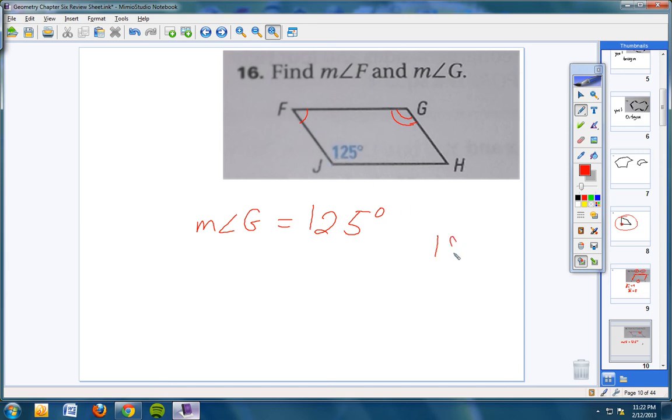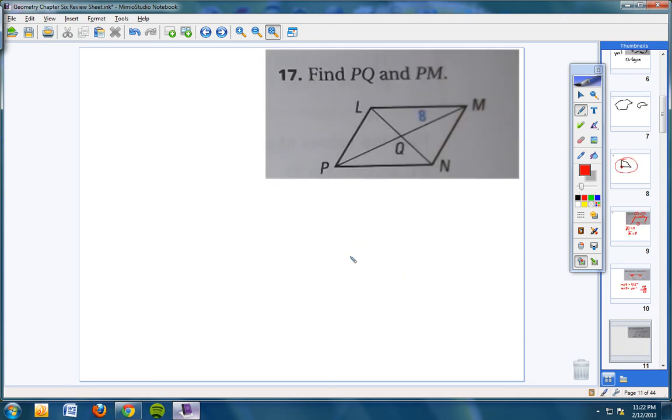Now, the other thing you've learned is that consecutive angles in a parallelogram are supplementary. So, we're going to take 180 and we're going to subtract out 125, and that will leave us with 55. So this angle right here has to be 55 because 55 plus 125 is 180. So the measure of angle F equals 55 degrees. Moving on to number 17.